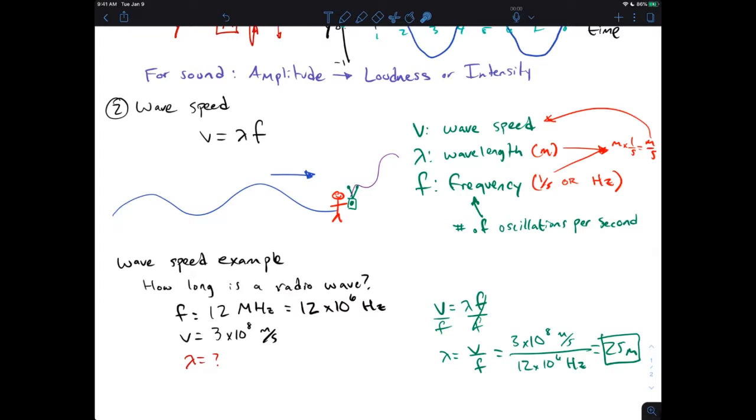Here, this is 25 meters long. This is about 75 feet long. This is how long one wavelength is, right? So it's super, super long. We're not going to get into how exactly this helps radio waves transmit or anything like that, but just know that it's a wave that's really, really long.